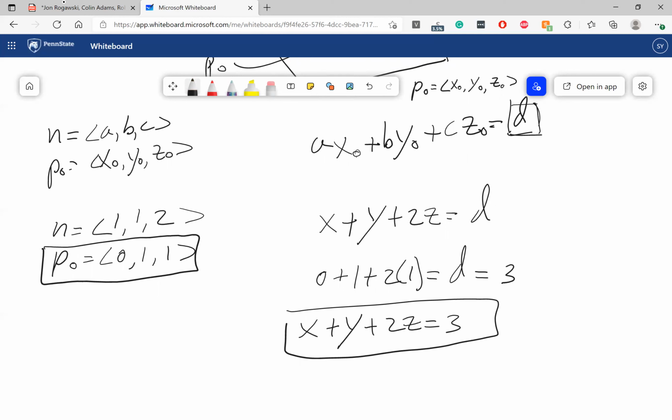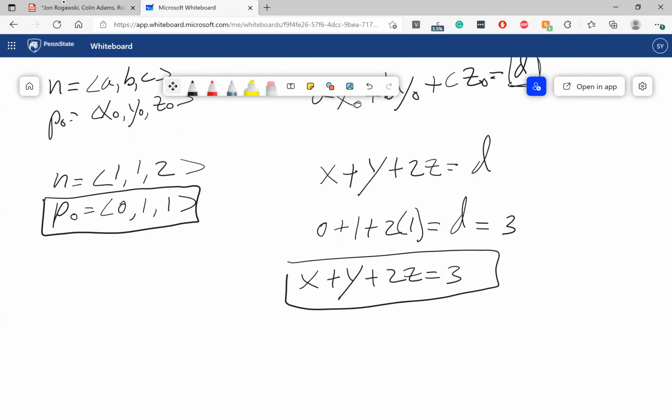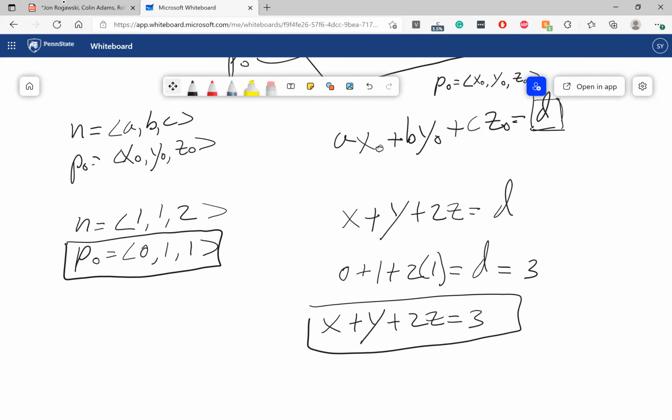Any questions about this? Explain quickly why it's 2z. Yeah, so the coefficient for your C in your normal vector is 2, so you put that here. Any other questions?